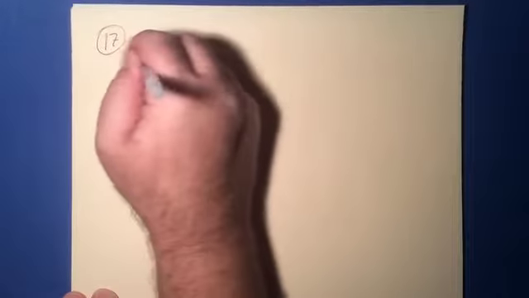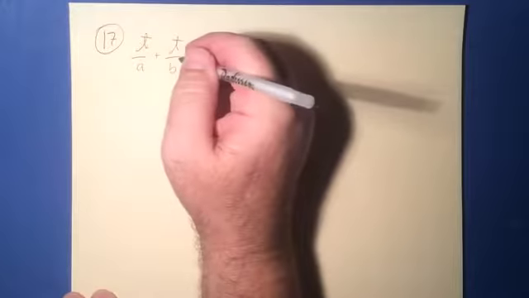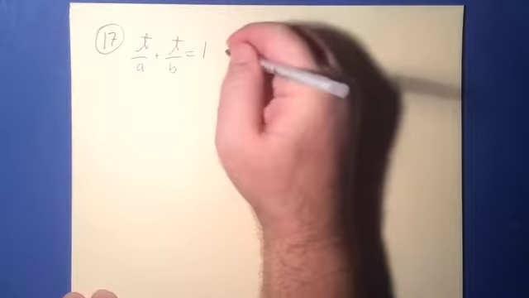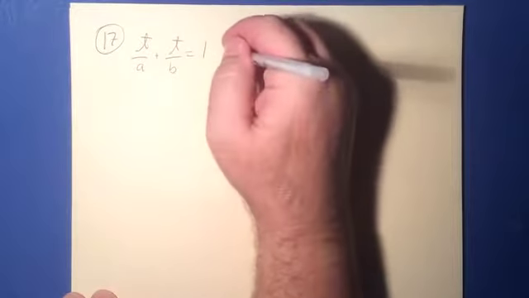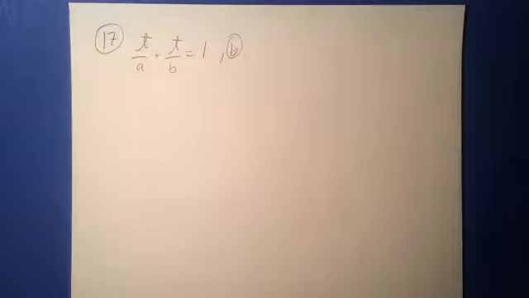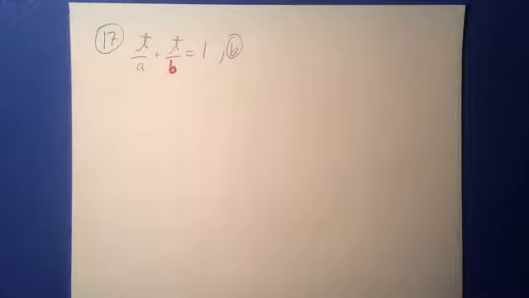17. We have t over a plus t over b equals 1. And we're asked to solve for b. So we're asked to get b by itself here. And this is going to be a lot of fun too. You'll see why.